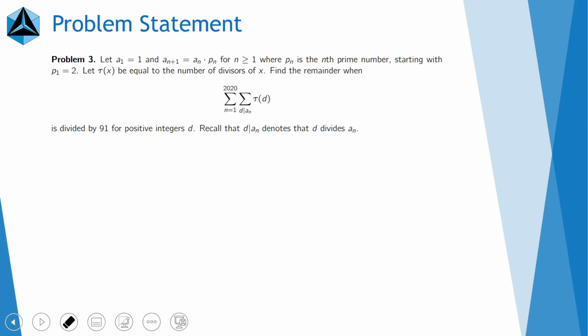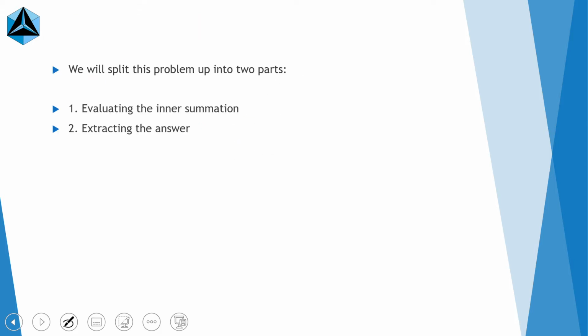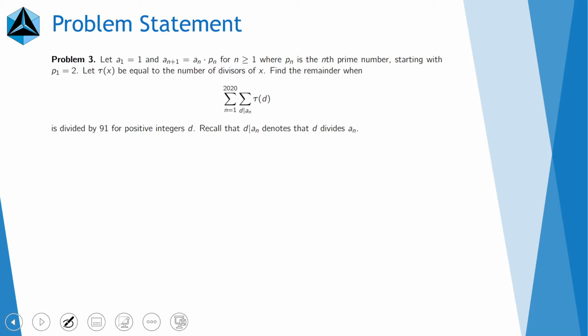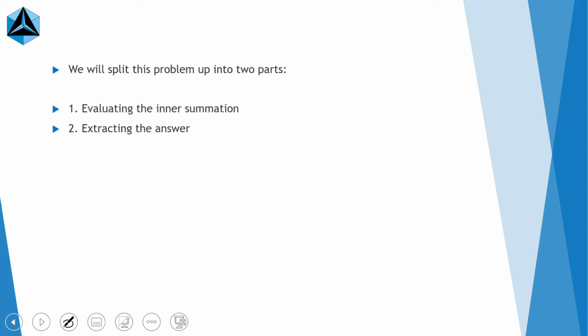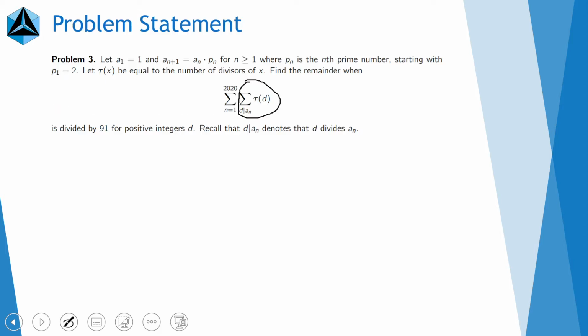So we'll be dividing this problem into two parts. The first part, which is the more important part here, is going to be evaluating the inner summation. We're going to try to find a closed form for this sum with only a variable of n remaining. Then the second part is going to be extracting the answer. It seems like we're going to have some large number, which is the reason why mod 91 is asked for. So let's get going right away.